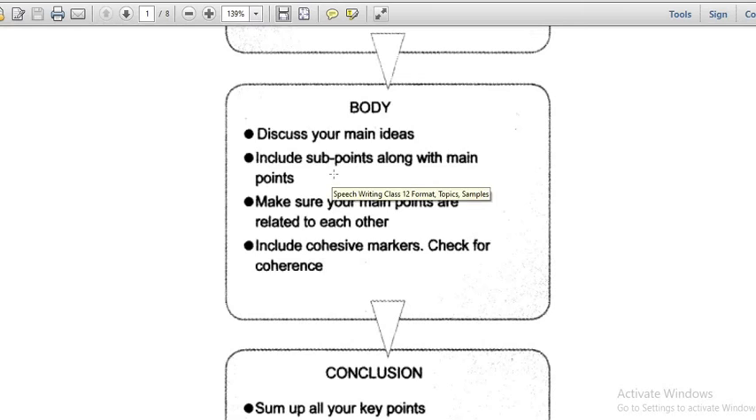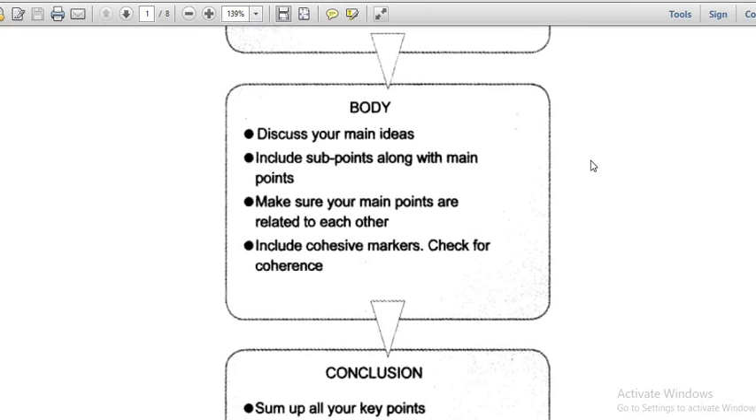Now obviously the body includes sub points along with the main points. These are the structural things, dear students, that you all have to know. Next one, make sure your main points are related to each other. Yes, this is very, very important. Whatever main points and supporting points you are writing, there should be a good connection. They should be well connected with each other.